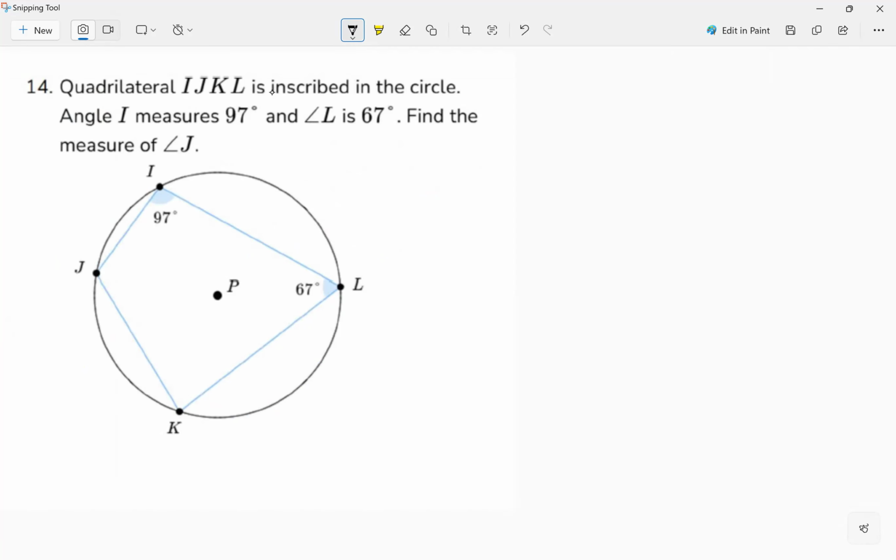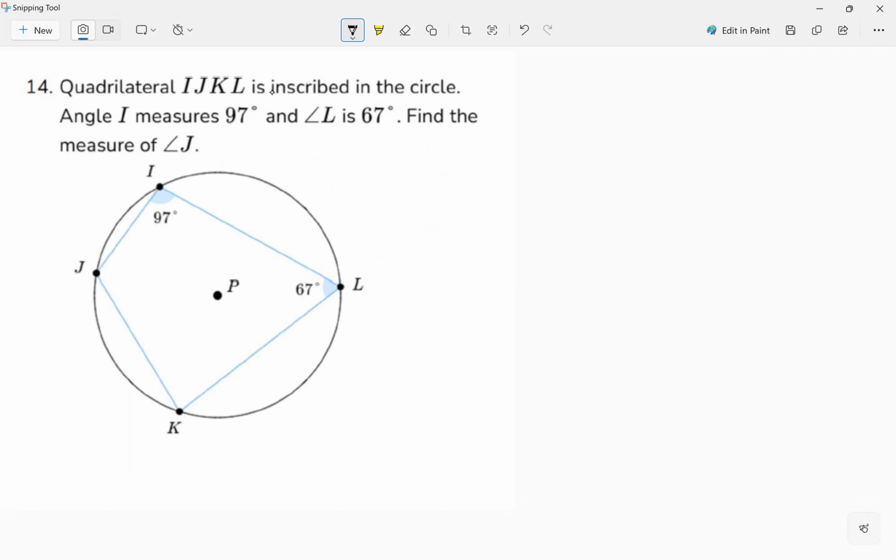Okay, so quadrilateral IJKL is inscribed in the circle. Now, what does inscribed mean? That the corners touch the circle. That's really what it means, that the corners touch the circle. Angle I measures 97 degrees. Angle L is 67 degrees. Find the measure of angle J.